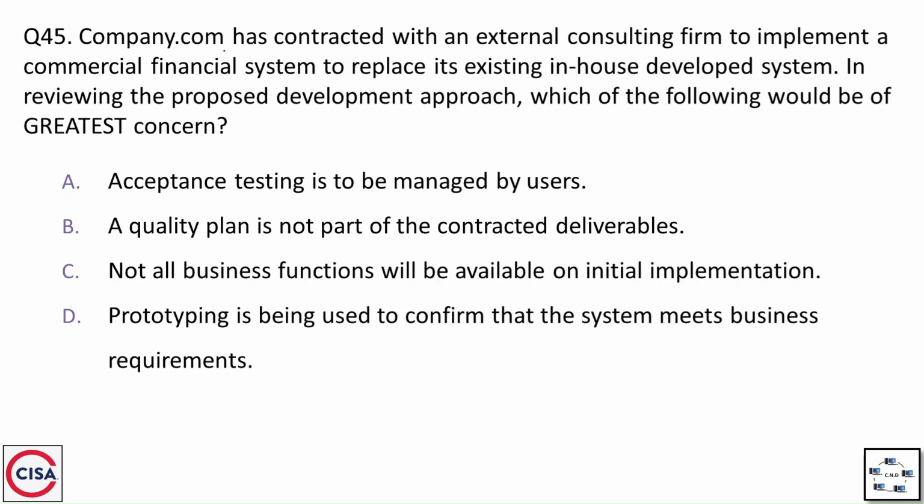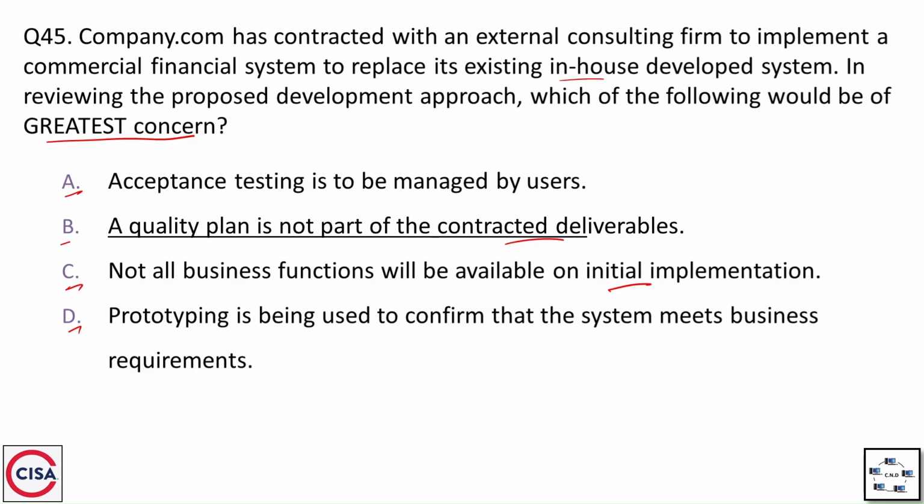Question number 45. Company.com has contracted with an external consulting firm to implement a commercial financial system to replace its existing in-house developed system. In reviewing the proposed development approach, which of the following would be of the greatest concern? Option A, acceptance testing is to be managed by users. Option B, a quality plan is not part of the contracted deliverables. Option C, not all business functions will be available on initial implementation. And option D, prototyping is being used to confirm that the system meets business requirements.